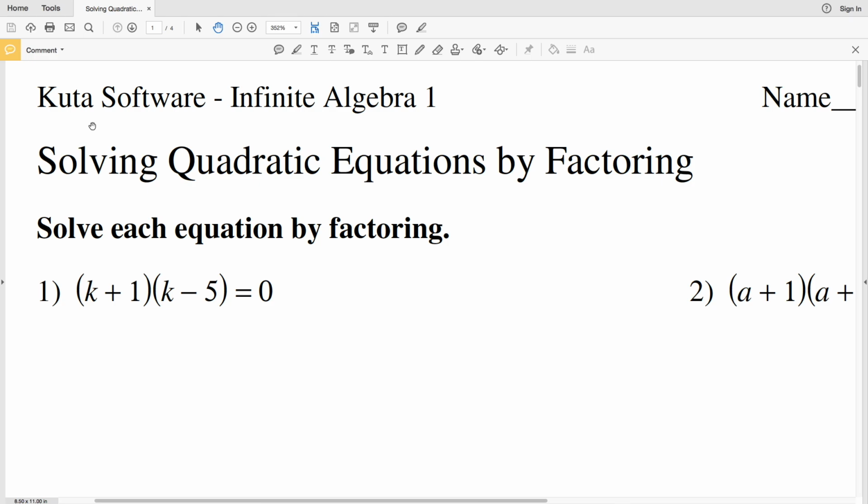In this video, we're going to start the Kuta Software Infinite Algebra 1 free worksheet, solving quadratic equations by factoring. Our directions are to solve each equation by factoring.